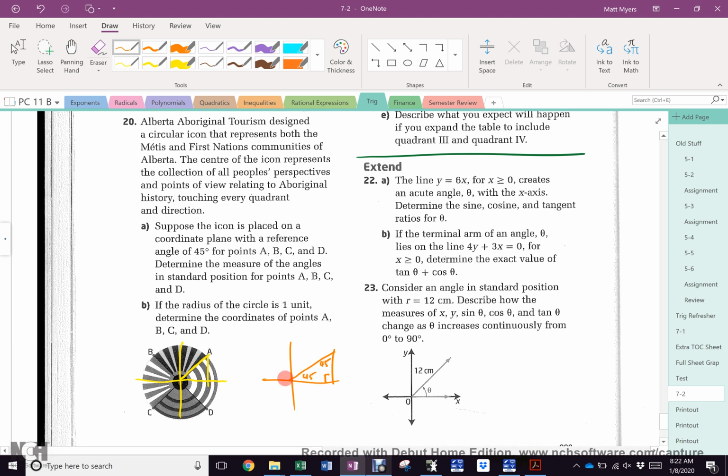So determine the measure of the angles in standard position for A, B, C, and D. Well, if that's 45, what's B? 135. What's C? 225. What's D? 315. Done. If the radius is 1 unit, determine the coordinates on the circle.